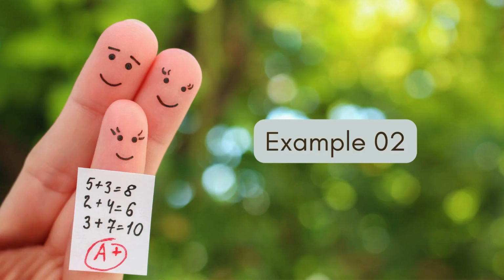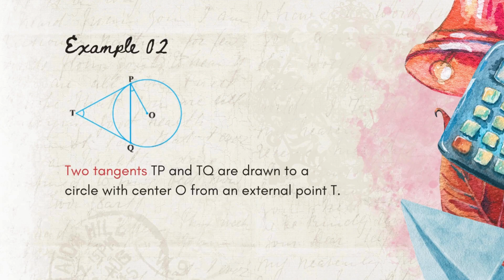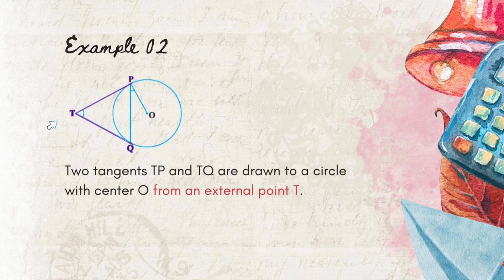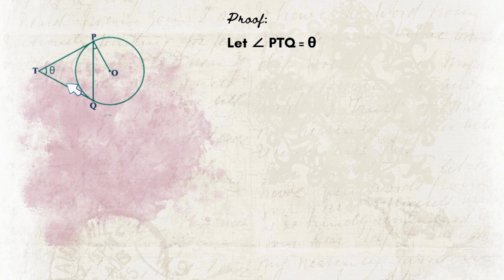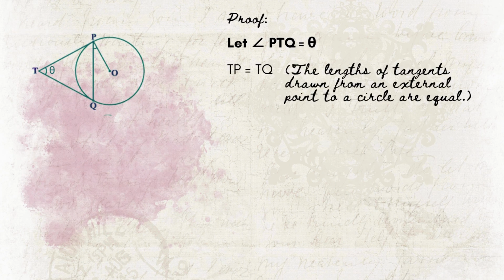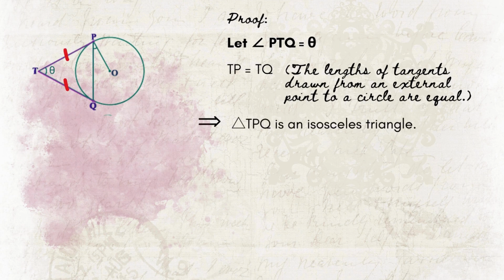Let's see one more example now. Two tangents TP and TQ are drawn to a circle with center O from an external point T. We need to prove that angle PTQ is equal to twice of angle OPQ. Let angle PTQ be theta. Now, TP is equal to TQ because the lengths of tangents drawn from an external point to a circle are equal. Triangle TPQ is an isosceles triangle.